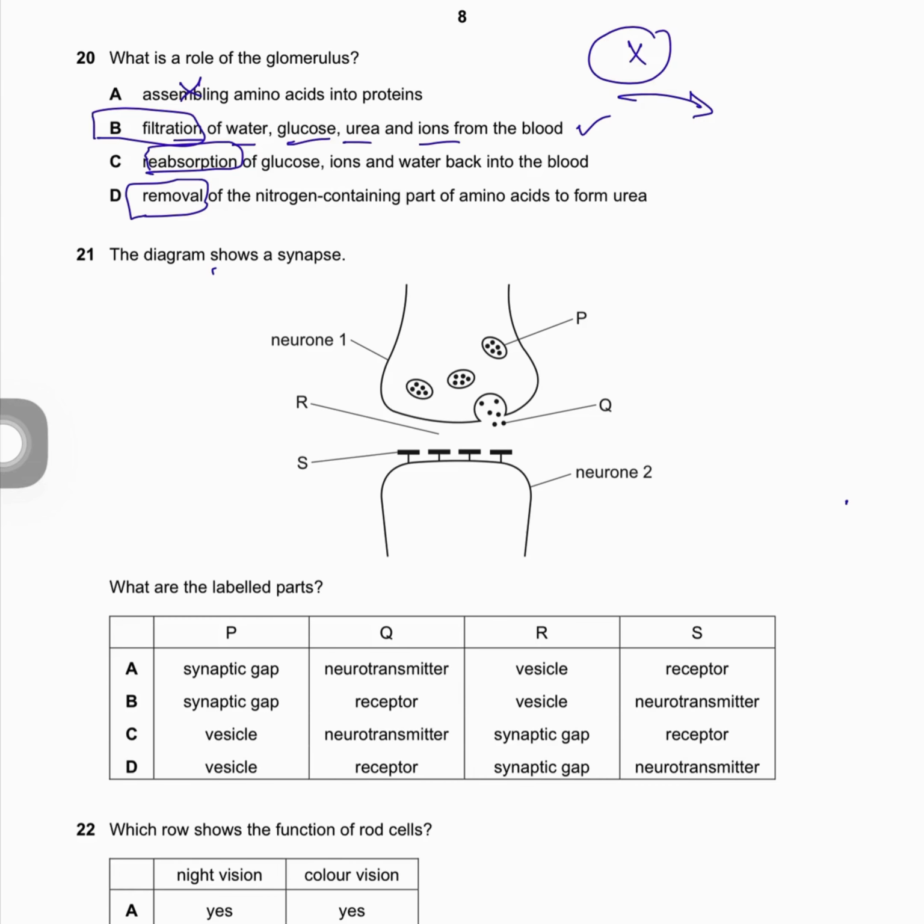21. Diagram shows a synapse. So neuron 1 is the presynaptic, neuron 2 is the postsynaptic. And take care, the presynaptic is always what? An axon. And the postsynaptic is always what? A dendrite. Because an axon sends the message while the dendrite receives the message.